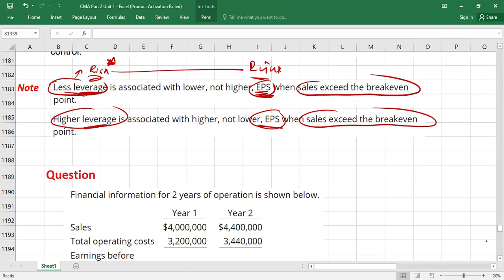Otherwise, you have to check your calculation. What are the actual figures? This is just to help you solve the question. Sometimes they may ask about the effect of leverage on earnings. I'll show you a question.